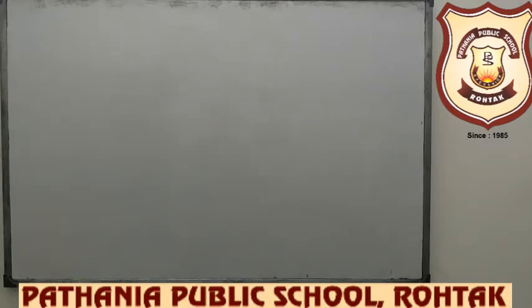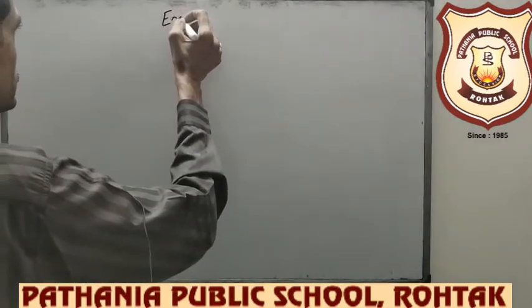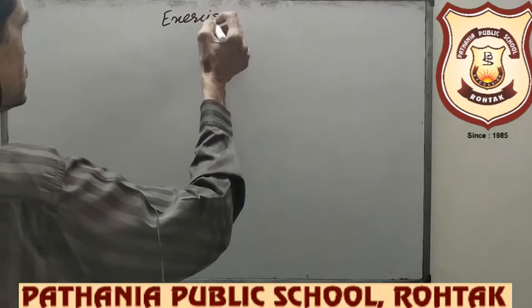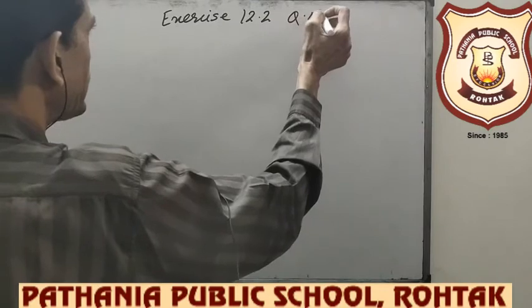Now today I am going to tell you about question number 7, and what is that? That is express the following numbers in usual form. They are given in standard form. Write the numbers in usual form. So how should we write that? Look at the board. This is exercise 12.2. Question number 7.